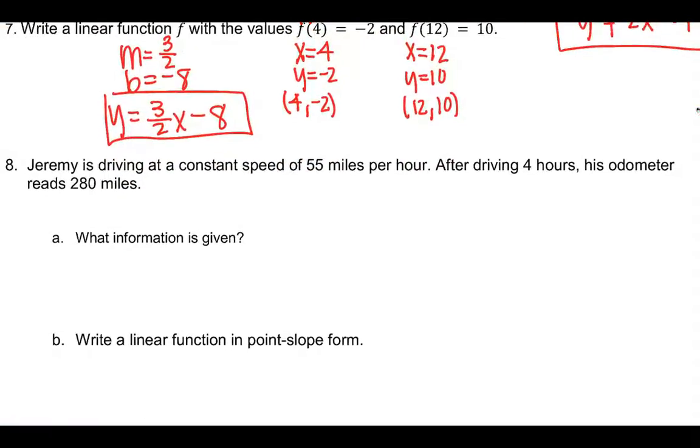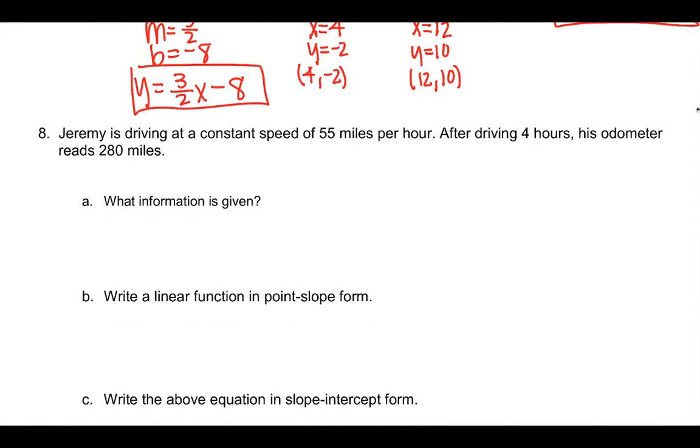And of course, we can't end without doing a word problem. Jeremy is driving at a constant speed of 55 miles per hour. And per is one of those words that means multiply. So I know that 55 here is my slope, because whatever number's next to my x is always my slope. So there's my slope. It says after driving 4 hours, his odometer reads 280.